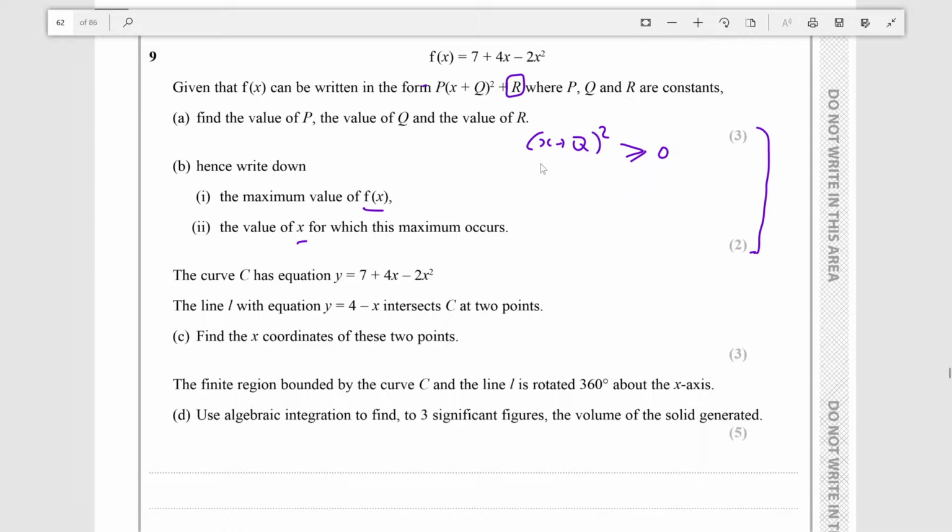And find the value of x for which this maximum occurs. So you know that (x plus q) squared must equal 0, so x plus q is equal to 0, and x is equal to minus q. So that's the value of x for which this maximum occurs.